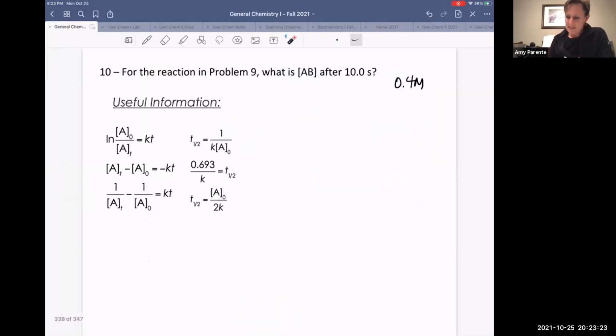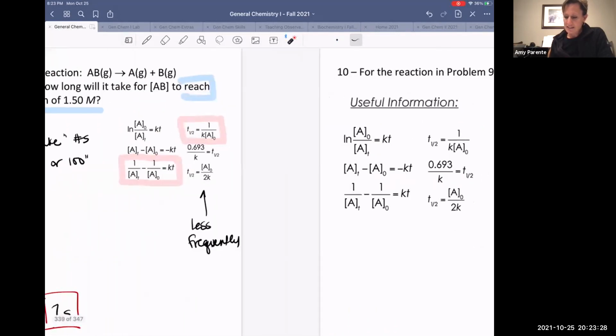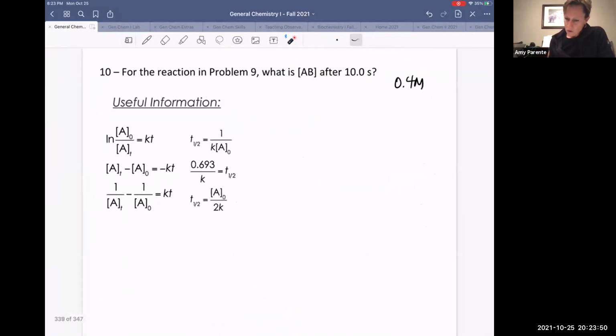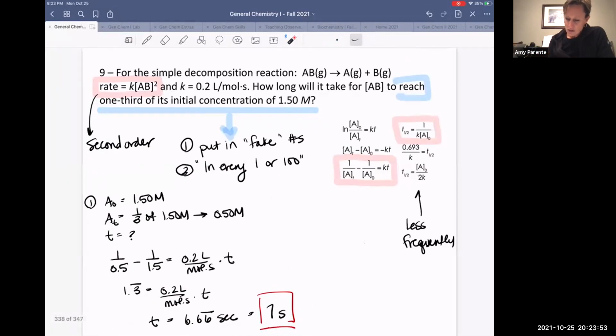And part B says, what will the AB concentration be after 10 seconds? So I'm going to flip back here just so you can see the prompt again. So here's our chemical equation. AB is decomposing. So the first problem said, how long will it take for AB to reach 1/3 of its initial concentration? So this doesn't necessarily build. We're not going to use answers per se from this problem, but now it's asking, what is the AB concentration after 10 seconds? So this is part A. So we're not going to consider this part.